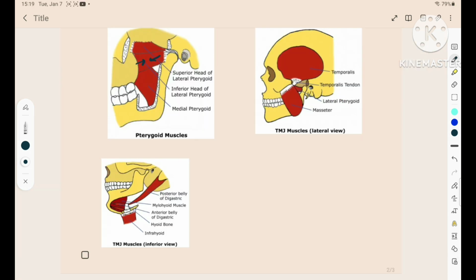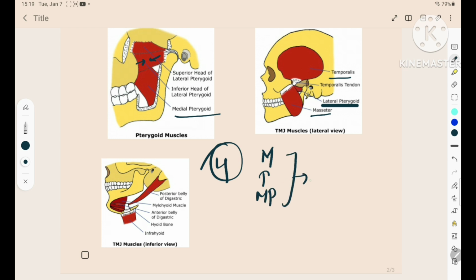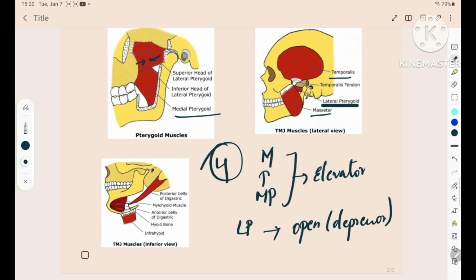Coming to the muscle part, there are four muscles which are most commonly involved in the temporomandibular joint movement. They are the masseter muscle, temporalis, the lateral pterygoid muscle and the medial pterygoid muscle. These are the four muscles which play an important role in temporomandibular joint movement. The masseter muscle, temporalis, as well as the medial pterygoid muscle are also called the elevator muscles, which are helpful in closing the mouth, whereas the lateral pterygoid muscle helps the mandible open the mouth. So this muscle is also called a depressor muscle. These are the primary muscles which help the temporomandibular joint movements.